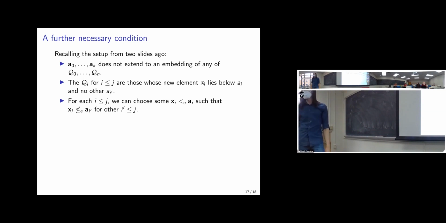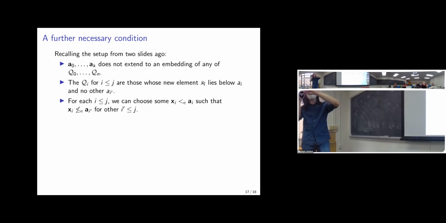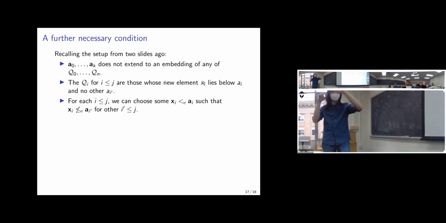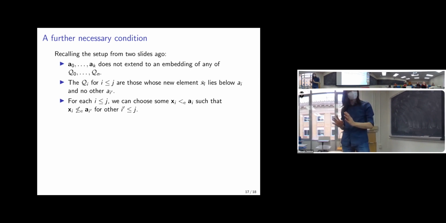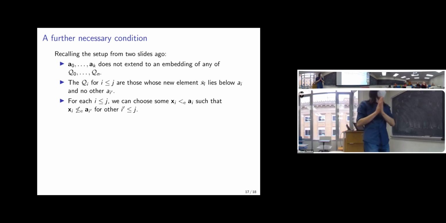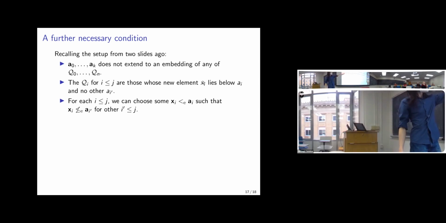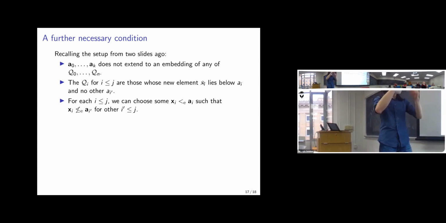Here, recalling the basic setup, just the notation from 2 slides ago. We have an anti-chain, A0 to Ak. It doesn't extend to Q0 through Qn. And we put the singleton extensions at the front. So these are the Qi for i less than or equal to j. And by star, we have chosen for each i less than j some xi, which is below ai and not below ai prime for any i prime below j.